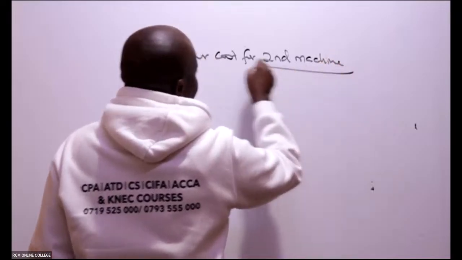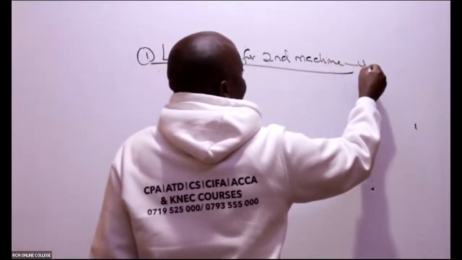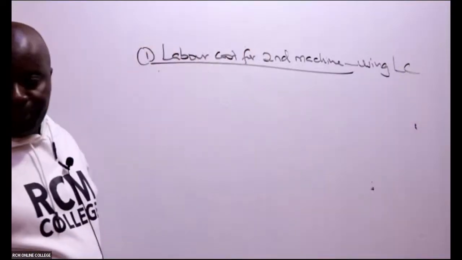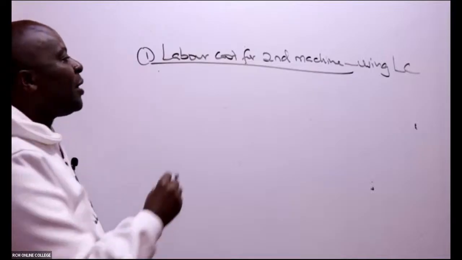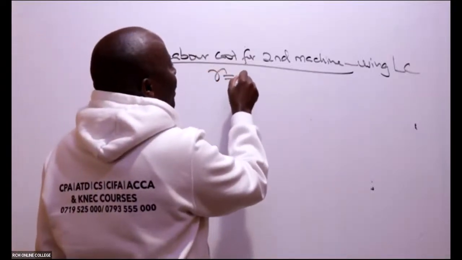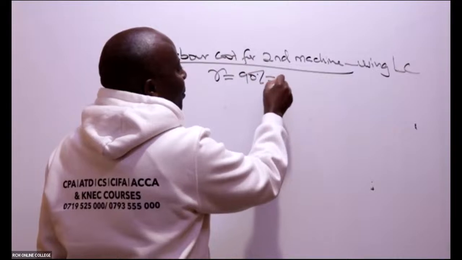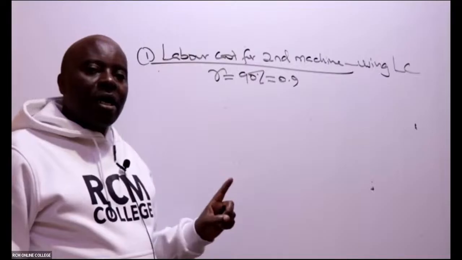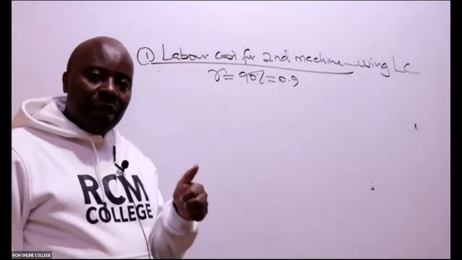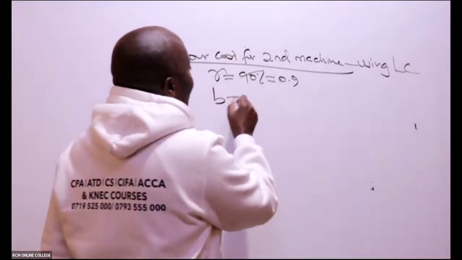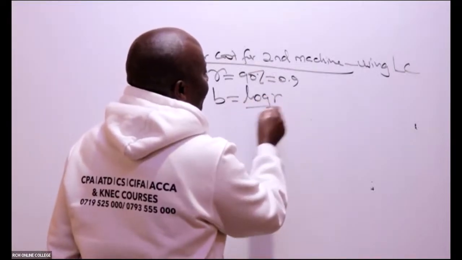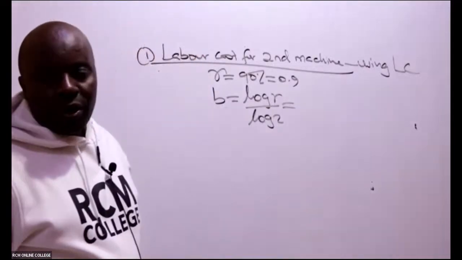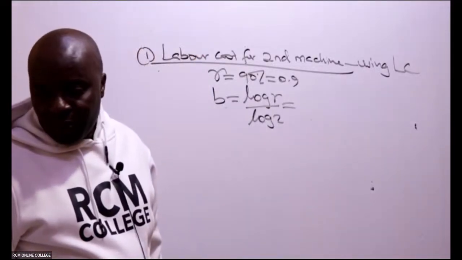That is the most interesting thing, using learning curves, using LC. Fortunately, they have told me that the learning rate is 90%. 90% is the same as 0.9. Once I see this R, I shall convert it to B. So my B will be log R over log 2.